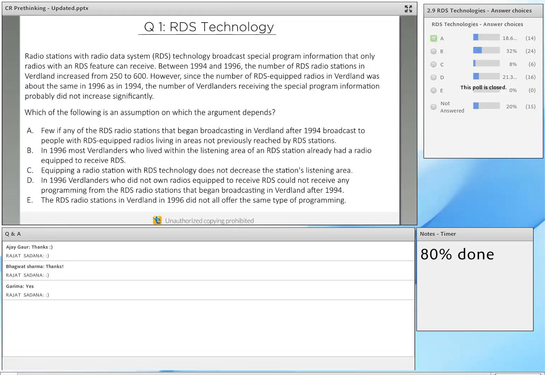Let me broadcast the results. You can see the answer choices. Choice B, very, very popular. Choice D, very popular. And choice A, also quite popular.